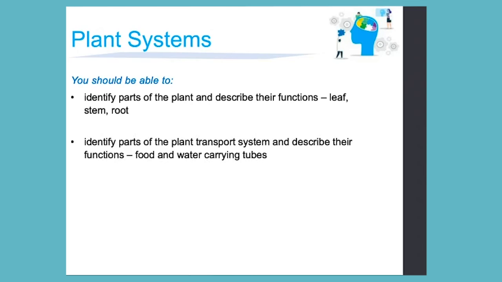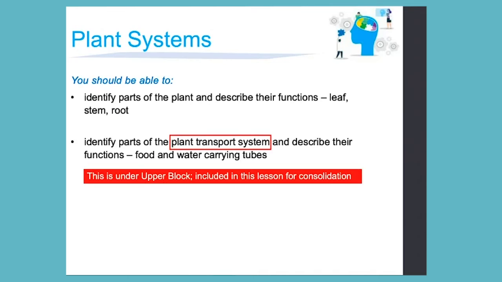Next, you need to identify parts of the plant transport system. This is actually upper block science, but because it's easier to consolidate everything in the same topic, we'll be doing this together under plant systems, even though it's supposed to be lower block. So we can combine lower block and upper block in this case. You need to be able to state there are both food carrying tubes and water carrying tubes, and you need to be familiar with the experiments that come with them.